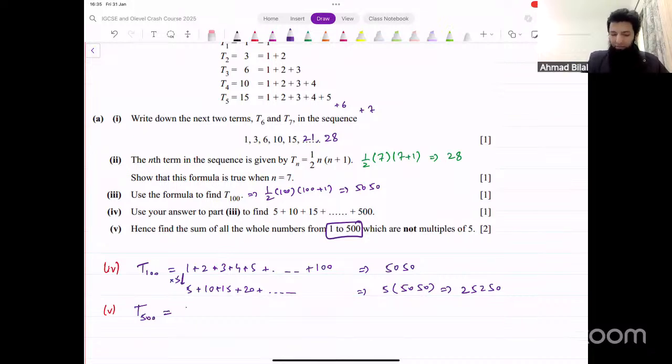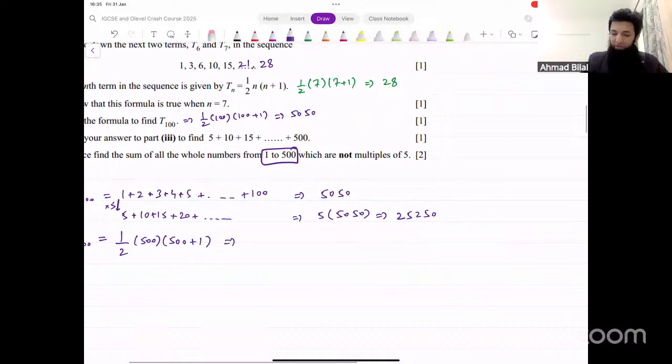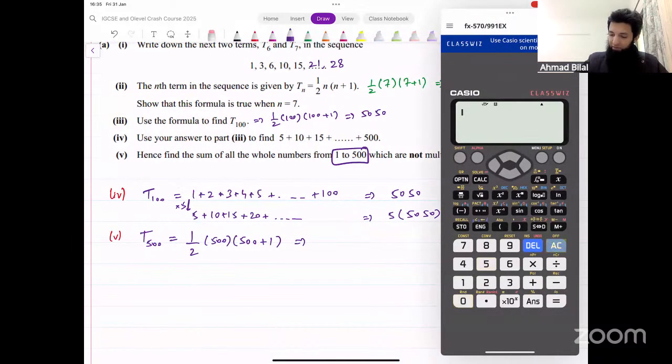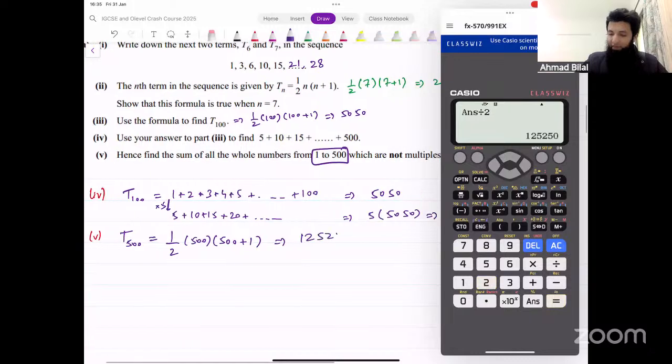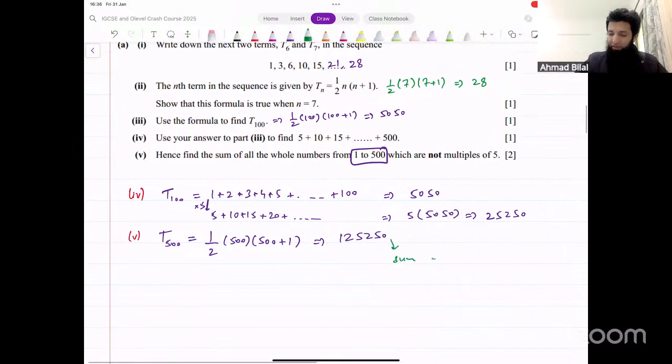We can use the formula for that, right? Half into 500 times 500 plus 1. Okay, let's see what that turns out to be. 500 times 500 plus 1, which is 501, divided by 2. And that's giving me 125250. That's the sum of all numbers from 1 to 500. That's what we're getting here.